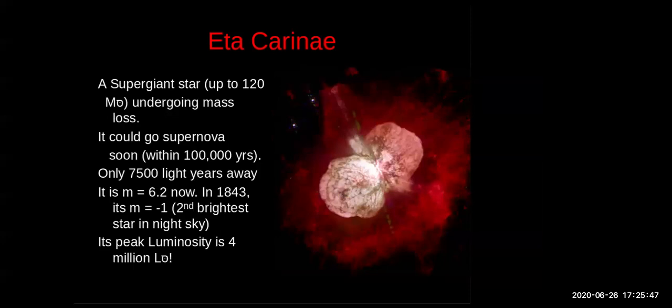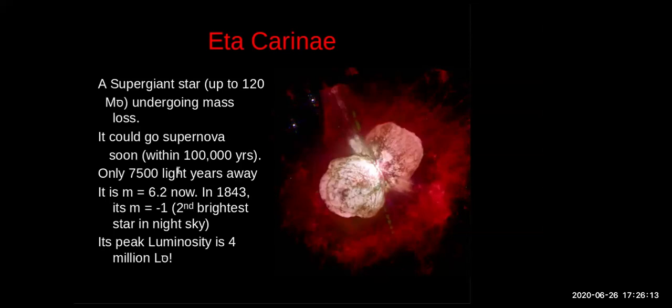Now look at this one. This is in our galaxy. It kind of looks like it's blowing up already, but it's actually undergoing something called mass loss. We're going to talk about that. There are bubbles of mass being ejected from this star, we think, before it blows up. It is a supergiant or hypergiant, up to 120 solar masses. They say it could go supernova soon, within 100,000 years. Actually, it's 7,500 light years away. If it goes supernova today, we still have to wait 7,500 years.